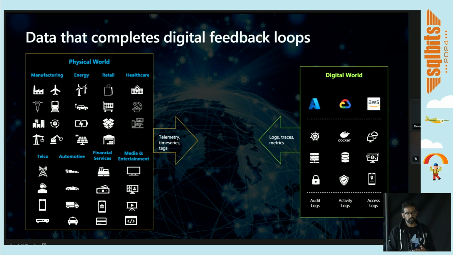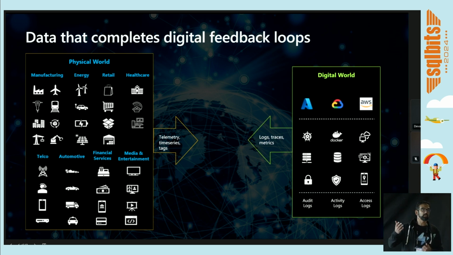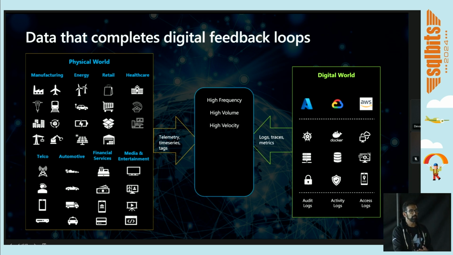But this data, as you saw in the aviation industry, is also coming from the digital world. Logs, metrics, traces, this is the type of data coming from the digital world. Now, both types of data have some similarities. This data is typically coming at high frequency, high volume, and high velocity. We have examples of customers who want to emit and transmit terabytes per day of data. So it comes at very high frequency, and you want to be able to capture that. Any platform which wants to unlock these scenarios should be able to handle these characteristics.